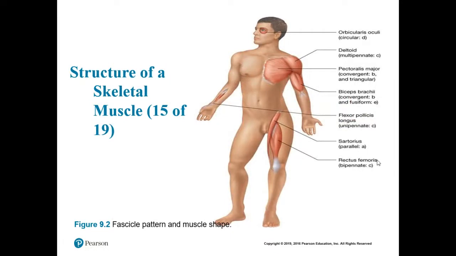Just real quick, three events. First is what happens at the neuromuscular junction. Second, excitation-contraction coupling. Third, cross bridge.